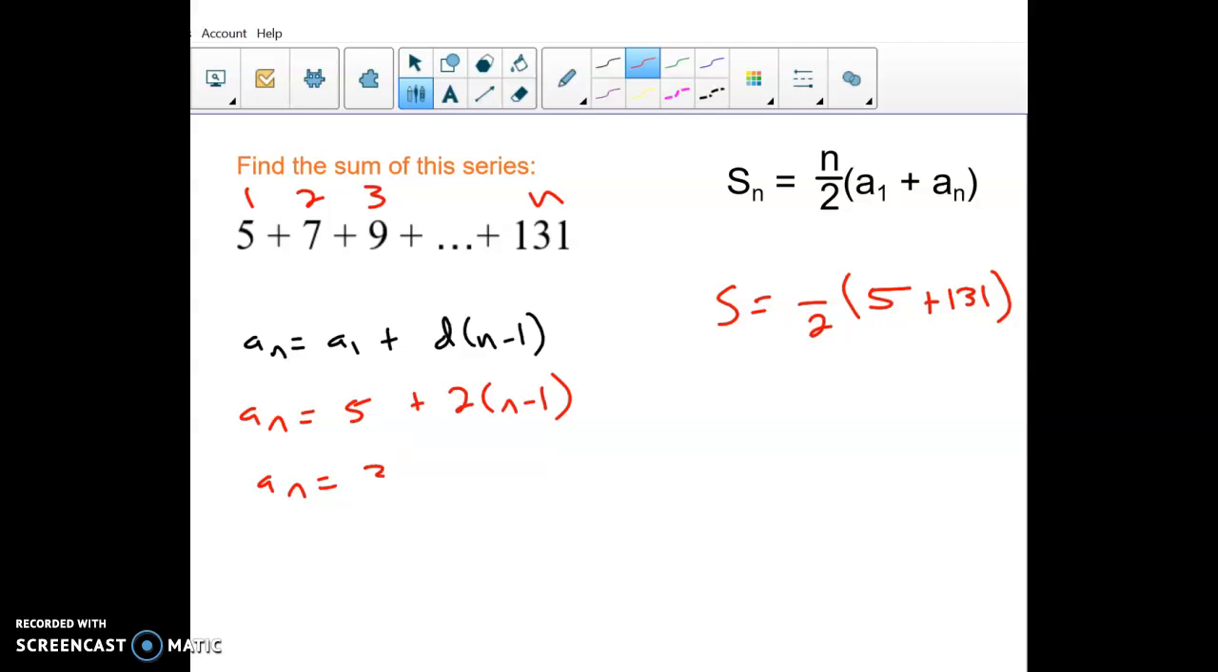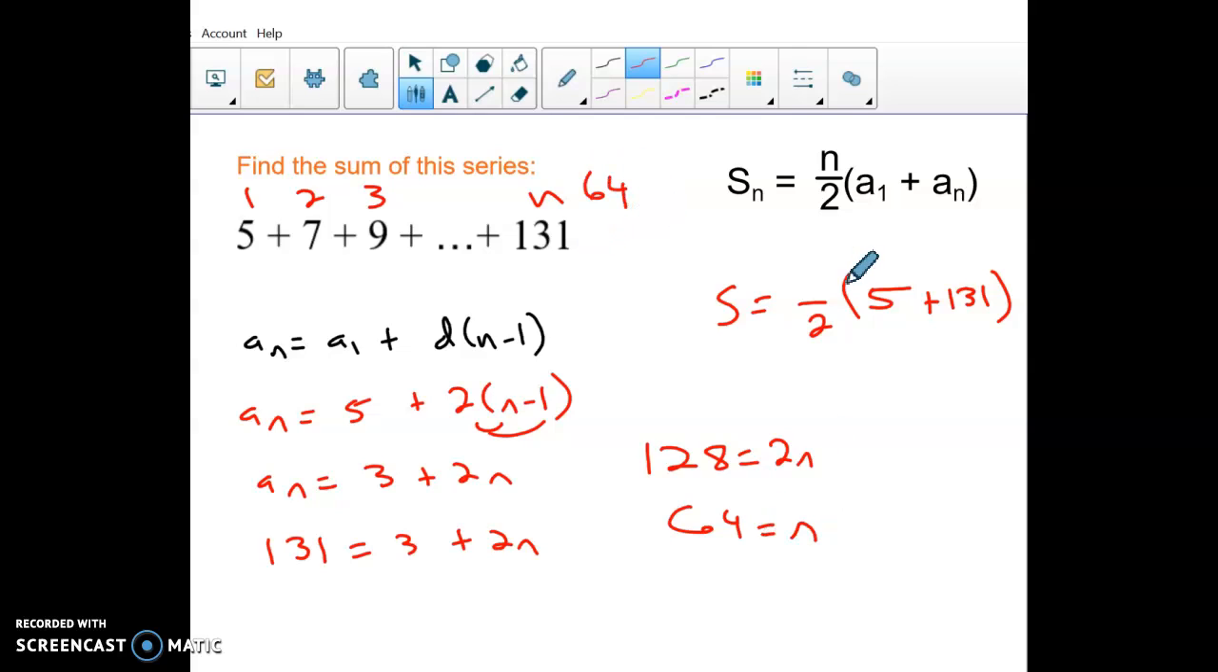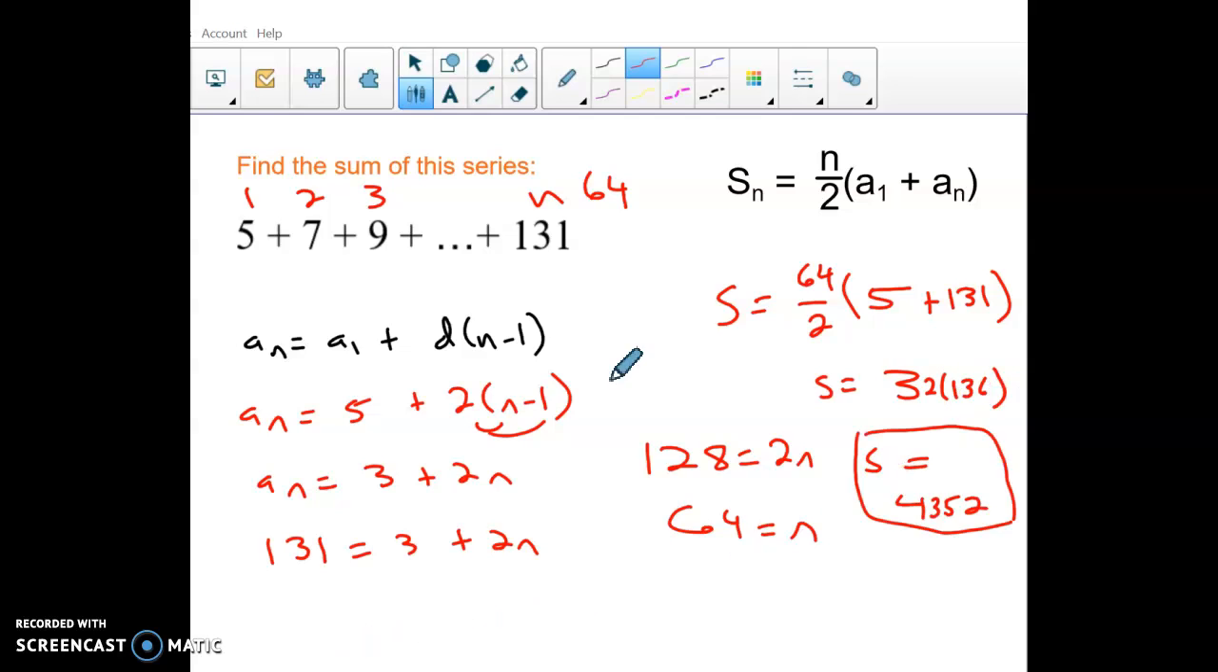Then I'm going to clean this up. I'm going to go speed mode here. I think that would be 3 plus 2n, if I distribute the 2 in. That would be my formula. Now I have to find n for 131. So that's an an value, so I plug it in, and then crunch, crunch, crunch. So it'd be minus 3, divided by 2. Basically that tells us that 131 is the 64th term. So if I put 64 in there, I have 64 terms, which means it'd be 32 times 136, and multiply those together and you'll get the sum. All right, so this would be a sum of 64 terms here, and it would just be 4,352.